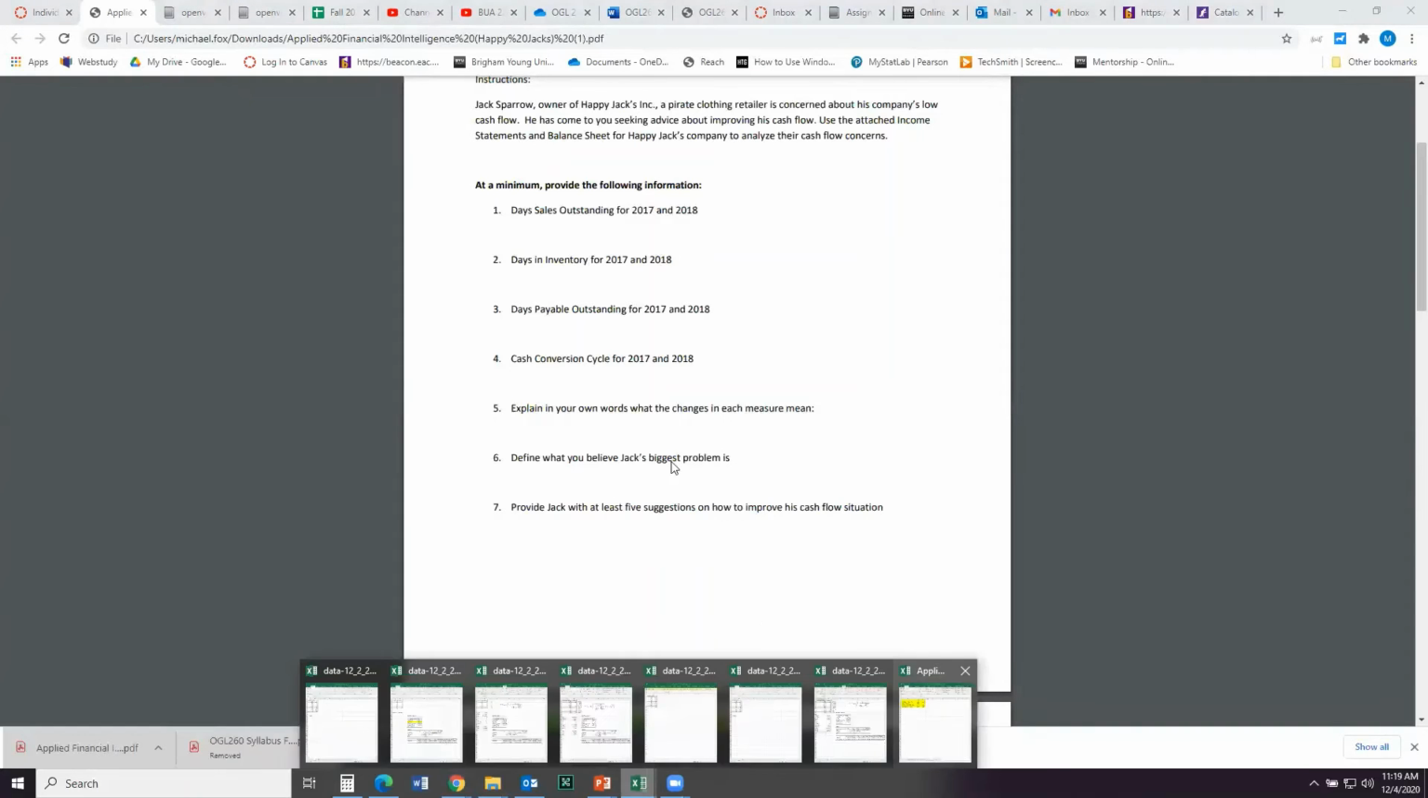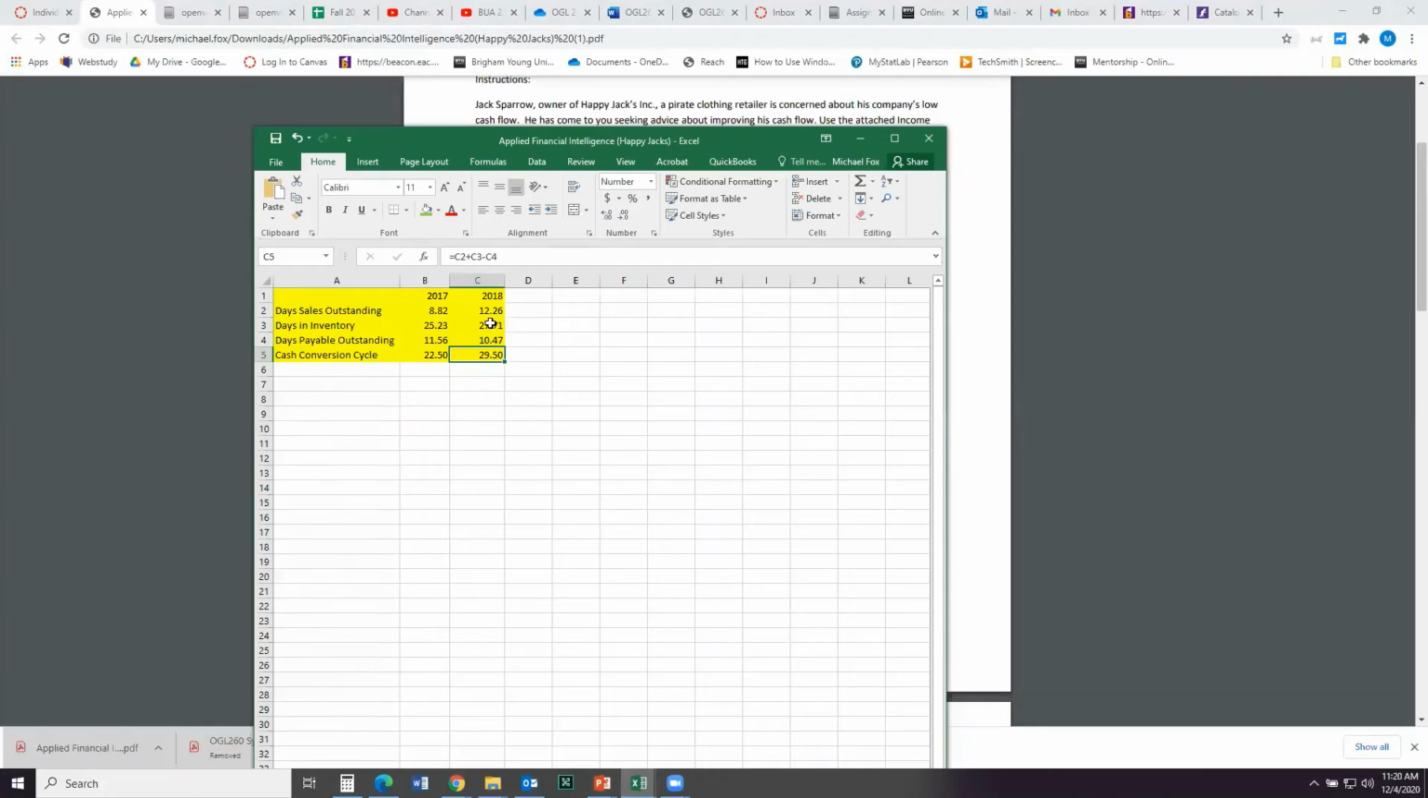Like what it means that it took them longer to collect on the money owed to them. And that's typically a negative thing, right? Taking longer to collect. Taking longer to sell is also typically a negative thing. So lower is better with those two measures. And then they're paying their suppliers a little faster. That's neither negative nor positive.